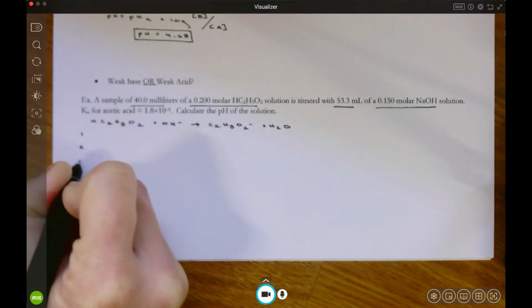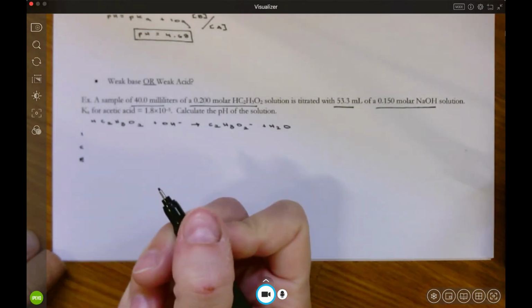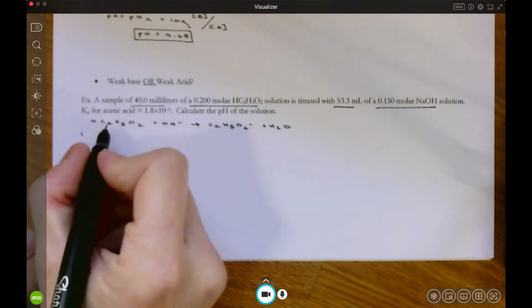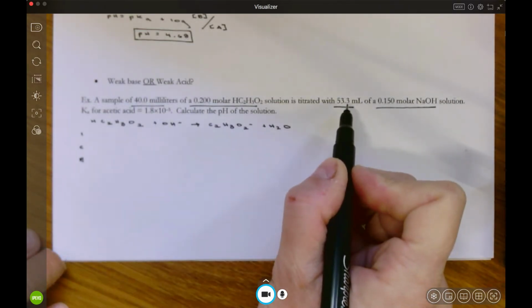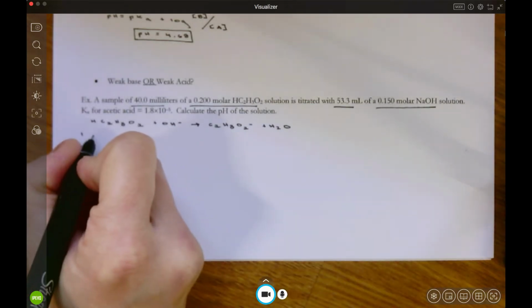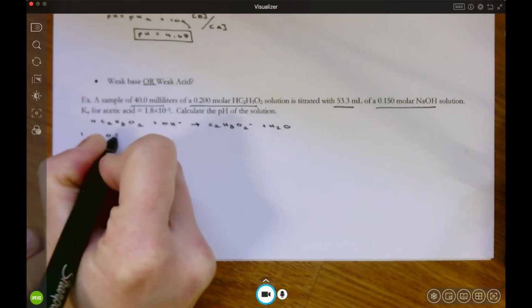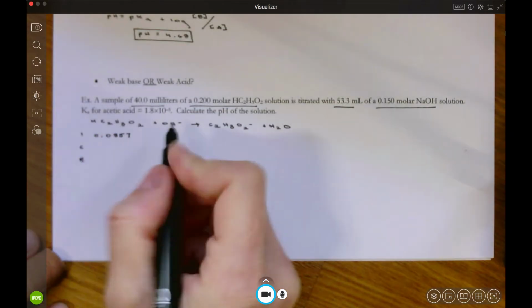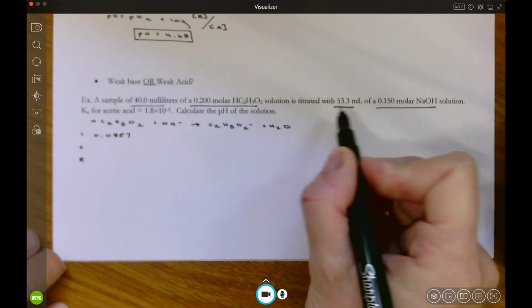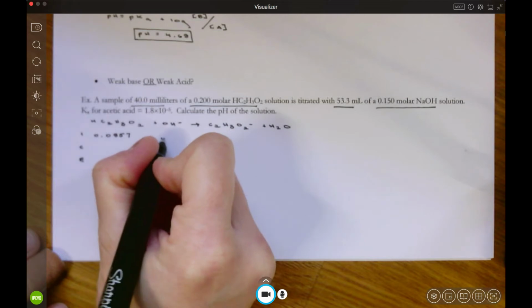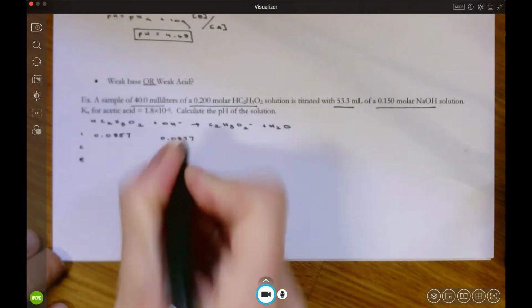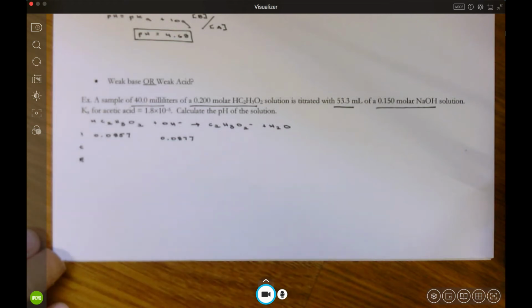Again, I'm adding two different solutions together, so I need to find their new concentrations. So 0.2 times 40 divided by the total volume, which would be 93.3, and the concentration I got for acetic acid was 0.0857. Same thing for hydroxide, 0.150 times 53.3 divided by the total volume, 93.3, and I got 0.0857, which means I have equal concentrations of my acid and my base, which immediately you should recognize means that I'm at my equivalence point. I've got equal amounts of acid and base.